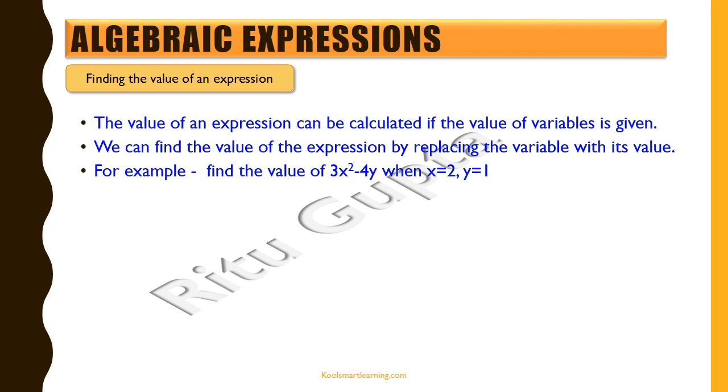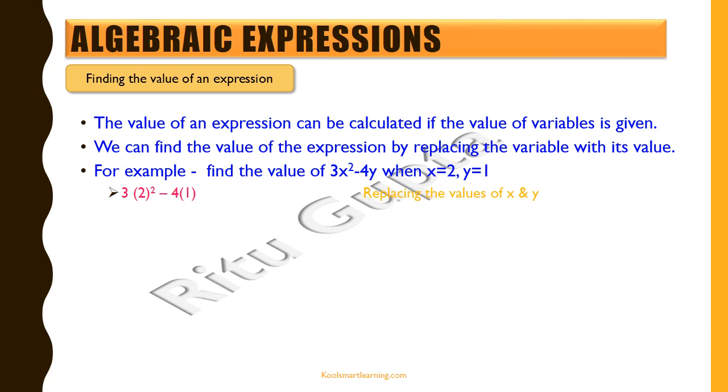Now let's see how we do that with an example. For example, we have an expression of the type 3x square minus 4y. Now we are supposed to find the value of this expression when x is equal to 2 and y is equal to 1. And note that these two things are provided to us in a particular context. So now let's replace the value of x with 2 and y with 1.